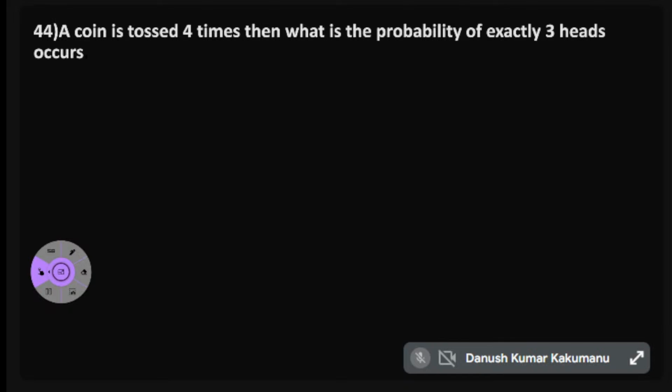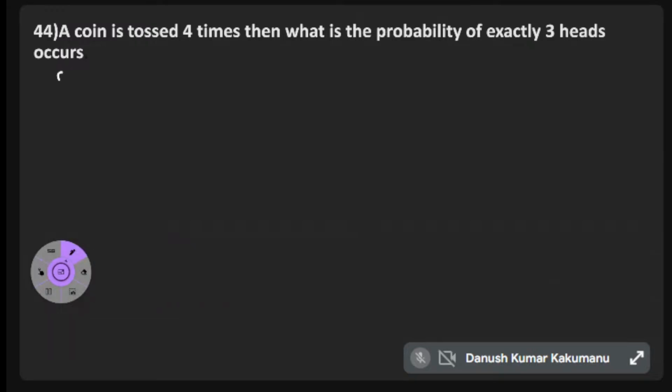A coin is tossed 4 times. What is the probability that exactly 3 heads occur? Now, these are binomial distribution questions. Binomial, Poisson distribution questions. Concentrate. Compulsory. Binomial.